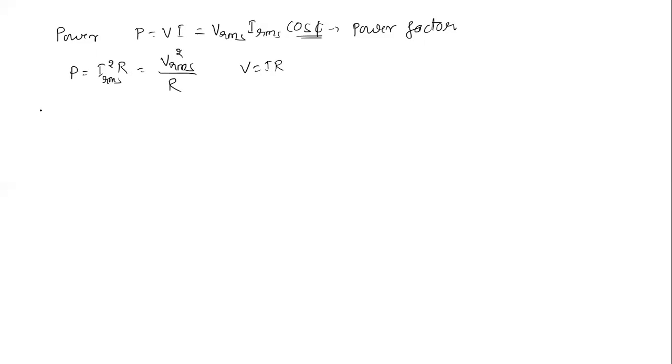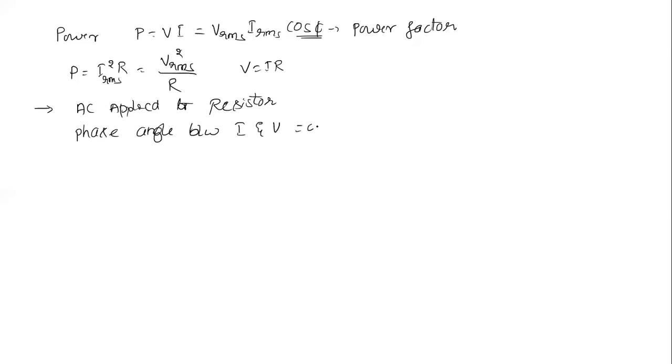Now we go for the next topic: connecting alternating voltage to different circuit elements. AC applied to a resistor. As we apply AC to a resistor, are current and voltage leading or lagging? No one is leading. Current and voltage are in the same phase. Remember, the phase angle between current and voltage is 0 degree, meaning no one is leading, no one is lagging.